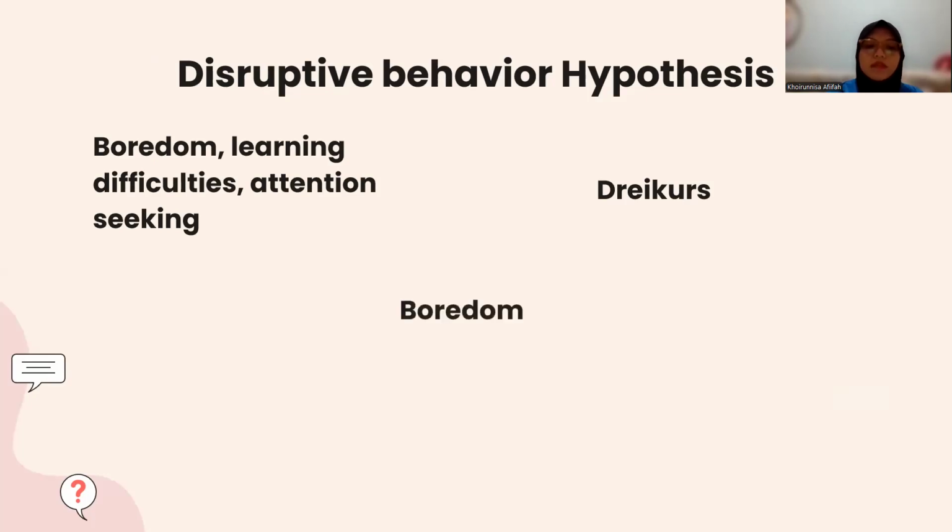The first is boredom. When students find learning uninteresting or repetitive, they may act out through disruptive behavior, monotonous teaching methods, or a lack of challenge in the material. The second is learning difficulties. Students who struggle to understand the material may become frustrated and disruptive. Students with learning disorders, disabilities, or who are simply slower learners.